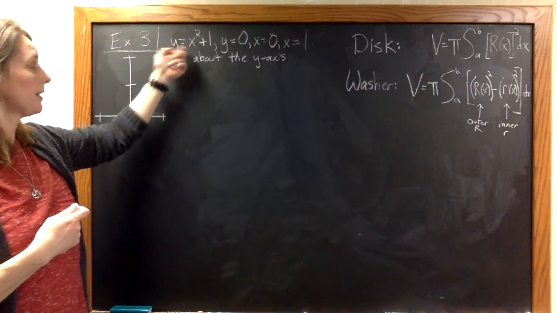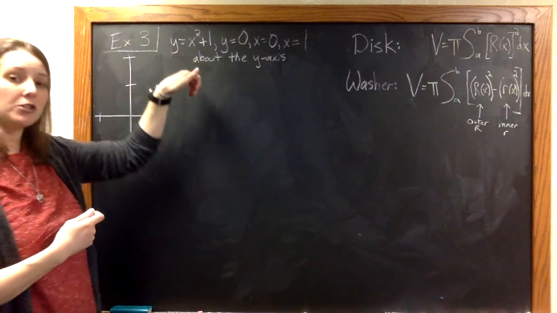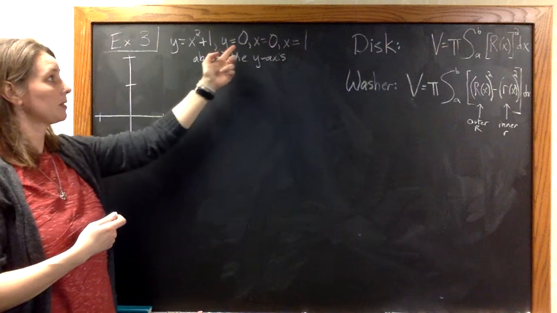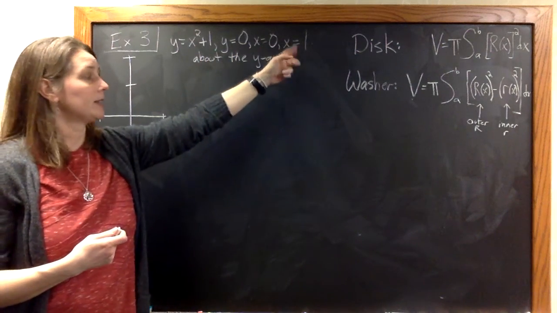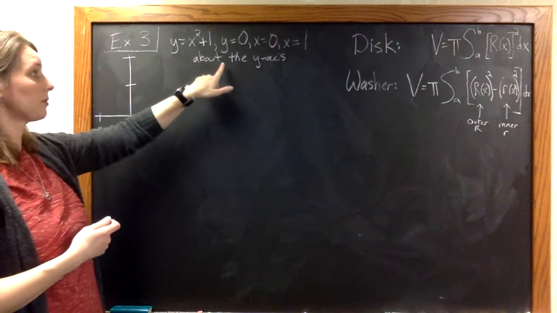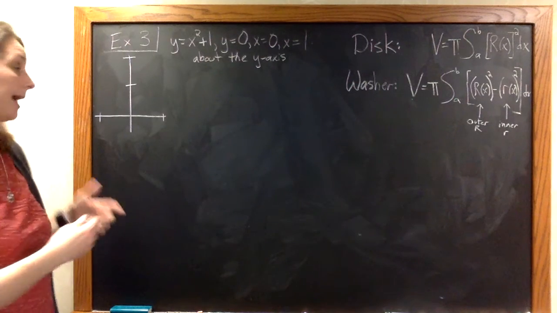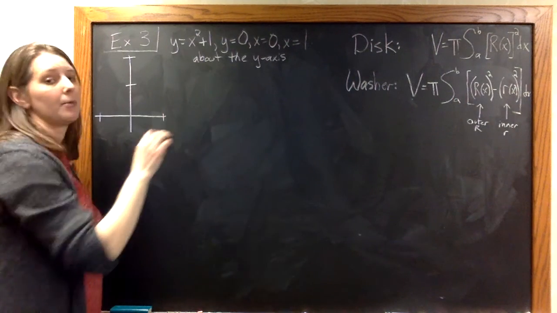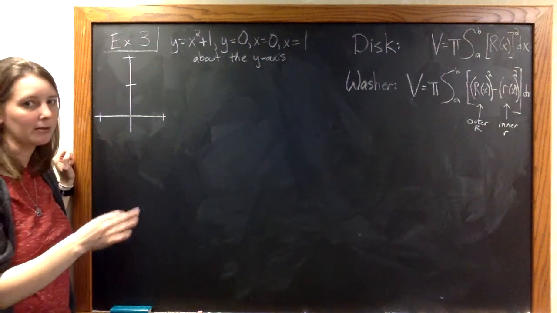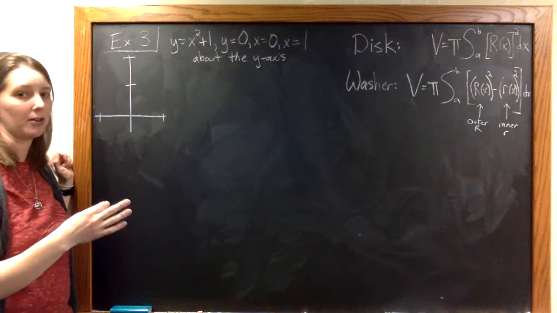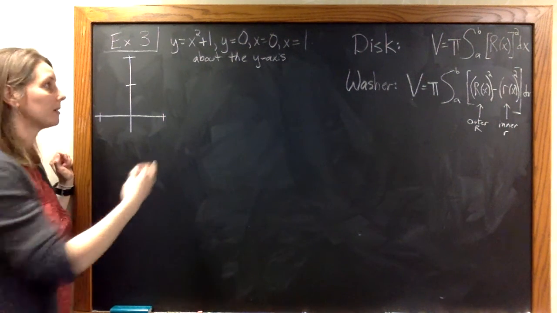So in example number 3, they want us to take the region bounded by y equals x squared plus 1, y equals 0, x equals 0, and x equals 1, and we were supposed to rotate that about the y-axis. So the picture is really, really important, okay? As you're doing your homework, please draw the picture. You're going to understand better what's going on.